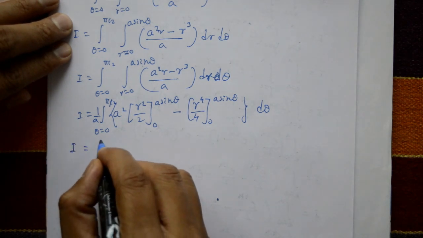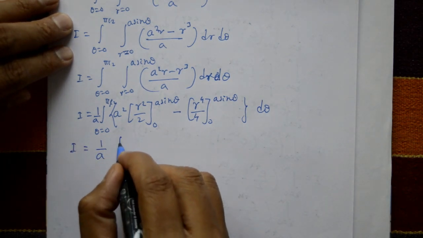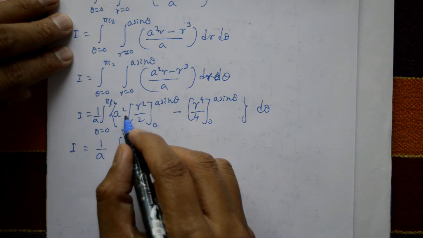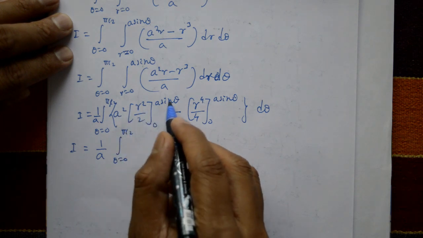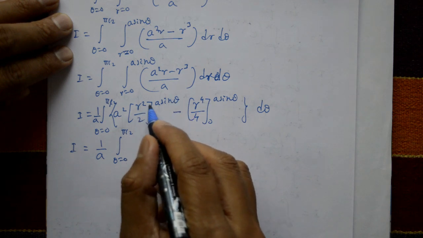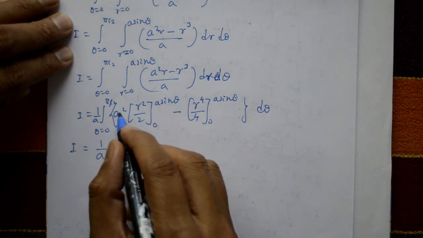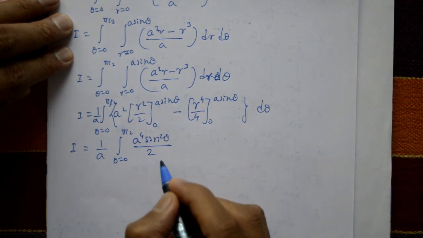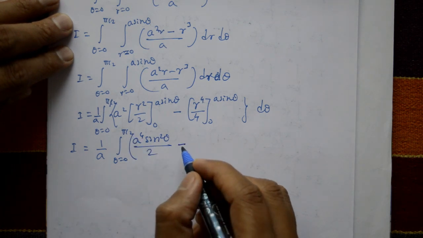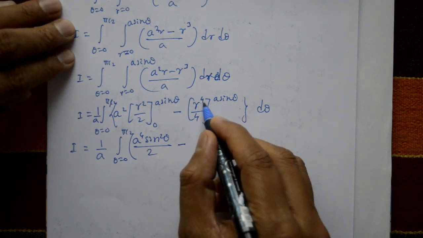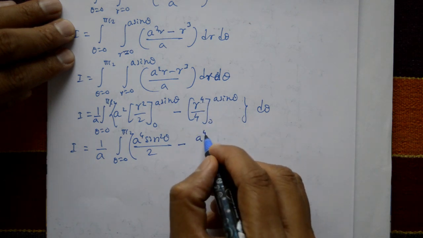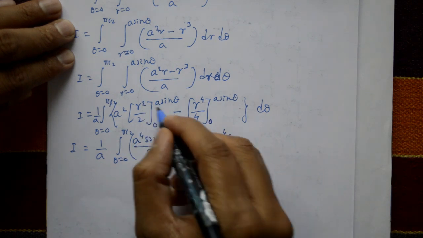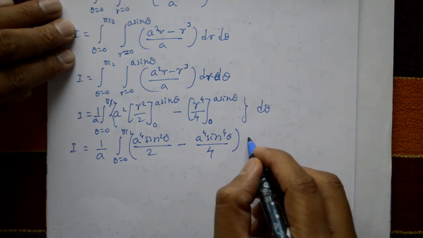This is equal to, I is equal to 1 by a, integration of theta from 0 to pi by 2, and a square by, and this is r is equal to a sin theta, r square means a square sin square theta, so a square into a square is a raised to 4, into sin square theta by 2. Okay, minus, and r to the 4, r is equal to the upper limit, a raised to 4 sin raised to 4 theta divided by 4, and r is equal to 0 means it is 0 only, d theta.